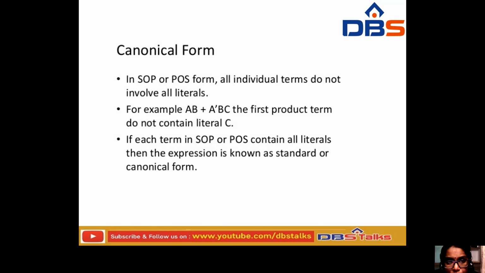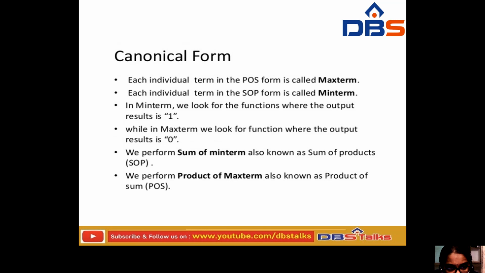Then what is the canonical form? Here, each individual term in the product of sums, we can say, is a max term. Whatever the individual terms in the POS form, we can say it as a max term. Whatever the individual term in the sum of products, we can say it as a min term. The individual term in the product of sums is a max term. The individual term in the sum of products is a min term.